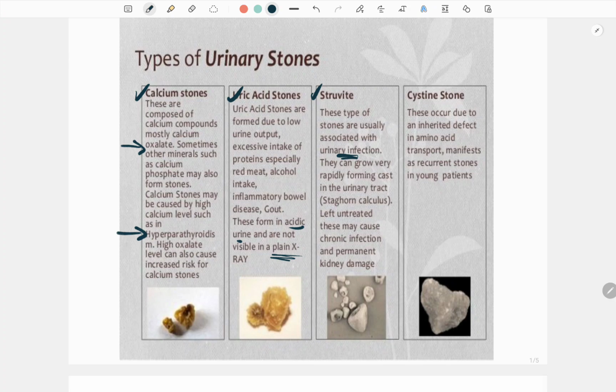They can grow very rapidly, forming a cast in the urinary tract, which we also call staghorn calculus. If left untreated, this can cause chronic infection and permanent kidney damage. The last one which we'll talk about will be the cystine stone. This occurs due to an inherent defect in the amino acid transport, and it manifests as recurrent stones in young patients.